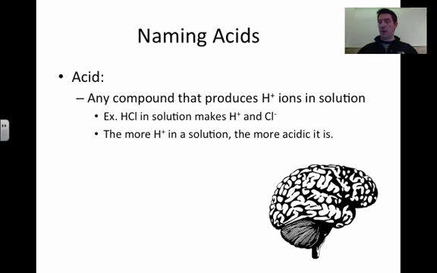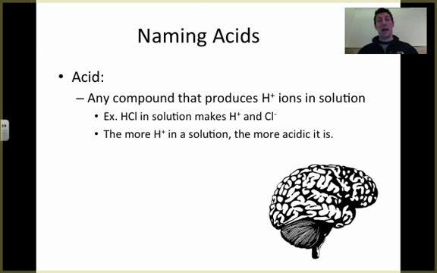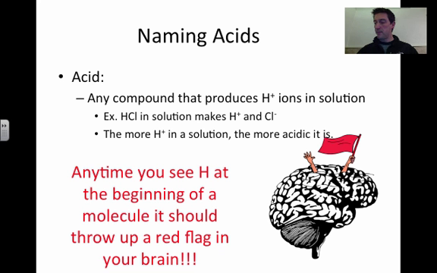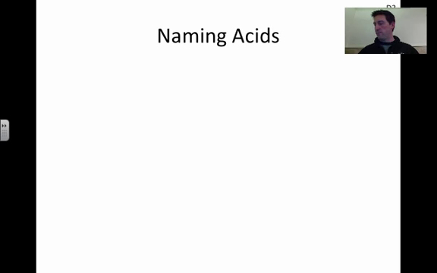Now the reason I have a brain down here is when it goes back to naming, anytime you see a hydrogen at the beginning of a formula, it should throw up red flags on your brain. Big time. Because all those rules I just showed you, those nice 3 rules, we went through examples on one slide, you're feeling really good, you know how to name binary molecules. Now we have to change things up. If there's a hydrogen at the beginning, your brain should say, uh-oh, I need to do something different. So we have a whole different set of rules for naming acids.